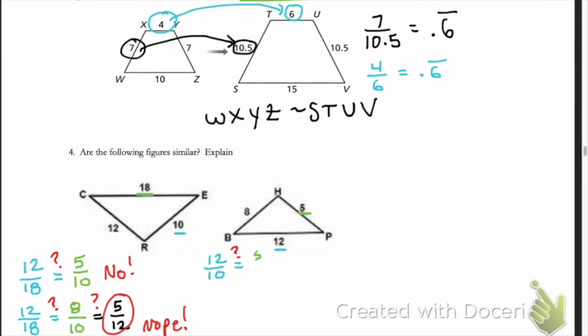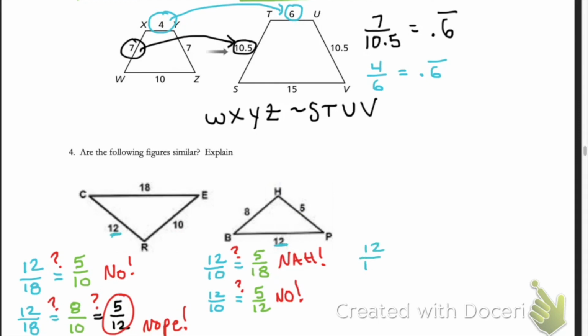So here I'm looking at 12 over 10. Is that equal to 5 over 18? There's no way. 12 over 10, that's bigger than 1. That's bigger than 1 whole. 5/18, not even close to a half. So nope. All right, so check 12 over 10 again, but this time we're going to look at 5 over 12. Nope, still no.